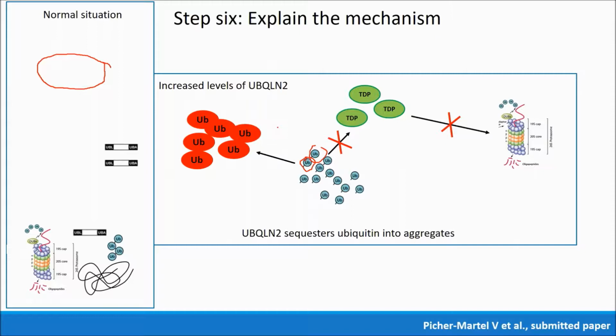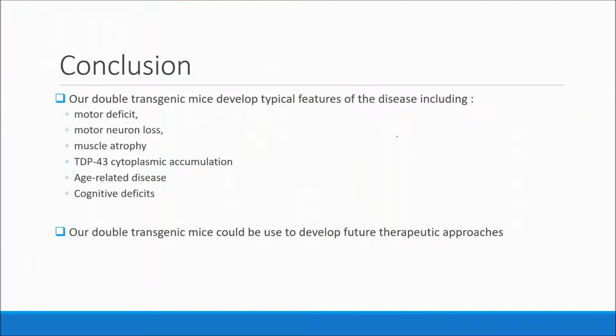However, when we increase the pool of ubiquitin, it's like the aggregates were saturated by ubiquitin. So the other ubiquitin can be used by the proteasome to degrade the protein. So this is an interesting mechanism which can possibly be used to target and treat the disease, because we just have to increase the pool of ubiquitin to favor the degradation of TDP-43.